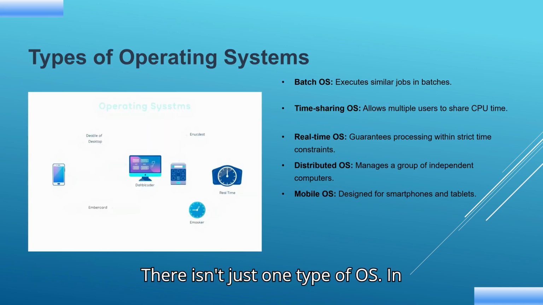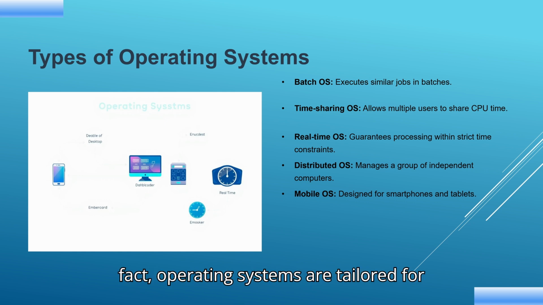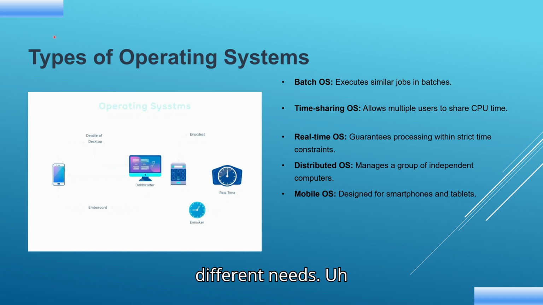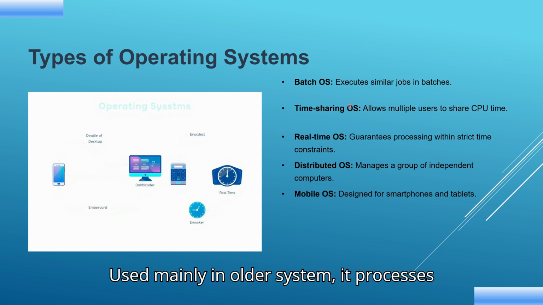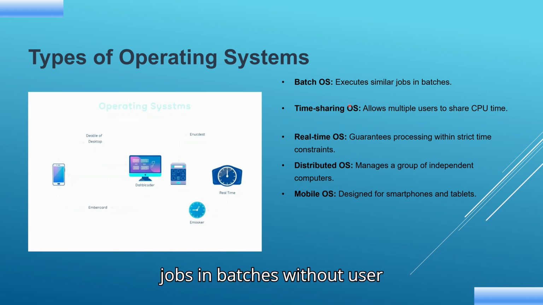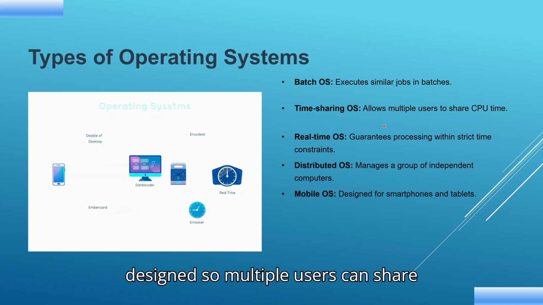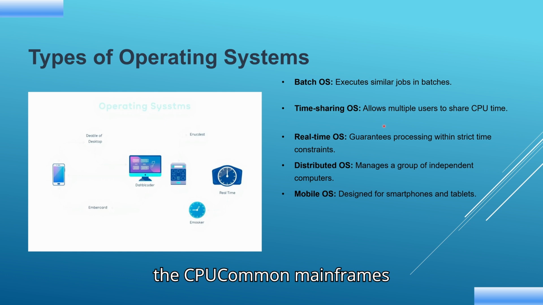There isn't just one type of OS. In fact, operating systems are tailored for different needs. So the first type of OS would be batch OS. It executes similar jobs in batches. Used mainly in older systems, it processes jobs in batches without user interaction. The second one is time sharing OS. It is designed so multiple users can share the CPU, common in mainframes or multi-user systems. It allows multiple users to share the same CPU time.